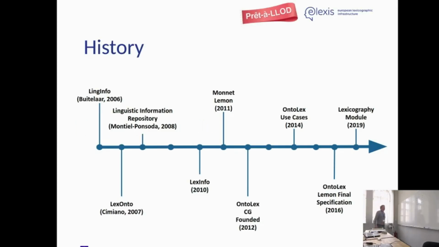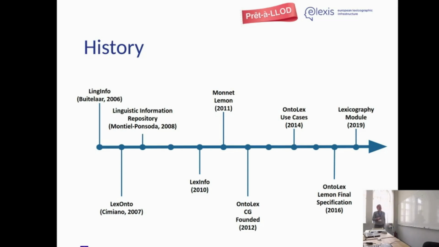So this has quite a long history. We've been working on it for a long time. Some colleagues, some former bosses of mine in fact, started this back in the mid-2000s. So Paul Buitelaar developed LingInfo, and then Philipp Cimiano developed LexOnto. And at about the same time, in Spain, another colleague of ours, Elena Montiel-Ponsoda, developed LIR. And they all sort of realized that they were trying to solve the same problem, which is that we don't know how on the semantic web to represent information about language.